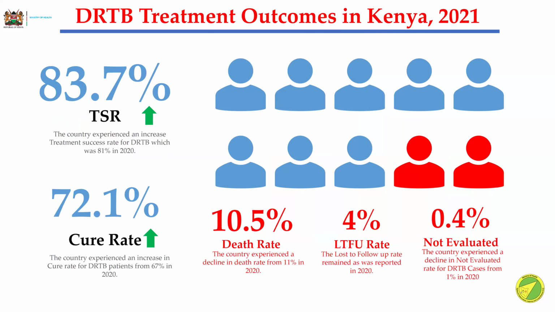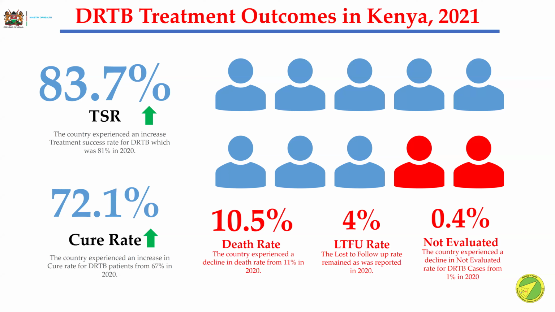And then drug-resistant TB treatment success rate of 87% in that, which was 81% in 2020, and then 72% cure rate, and the country experienced an increase in cure rate for drug-resistant TB patients from 67% in 2020. So there is a lot of work which has been done for the drug-resistant TB, including capacity building and resource mobilization from the Ministry of Health, the National TB Program, and all the partners. And death rate for this case was 10.5% in the year 2020. So that was an increase of 11%.